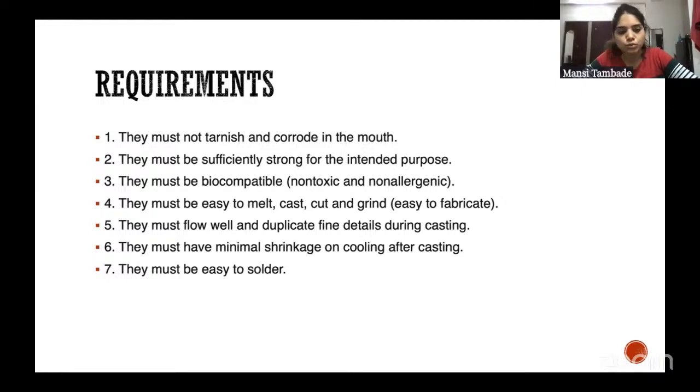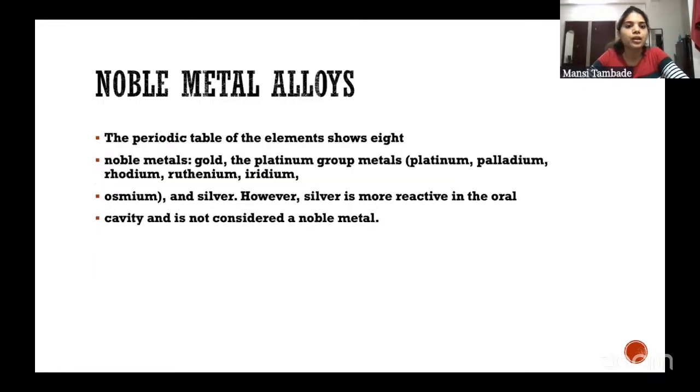They must be easy to solder. That is the metal joining procedure, one of the metal joining procedures. Then coming to the noble metal alloys, the periodic table of the elements shows 8 noble metals, that is gold, platinum group: platinum, palladium, rhodium, ruthenium, iridium, osmium, and silver.